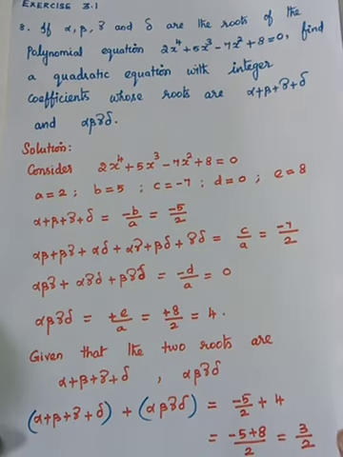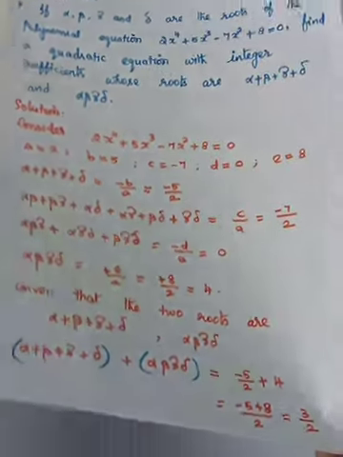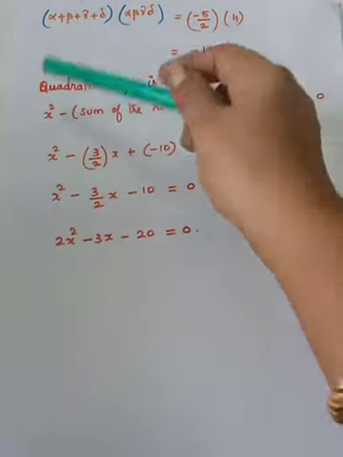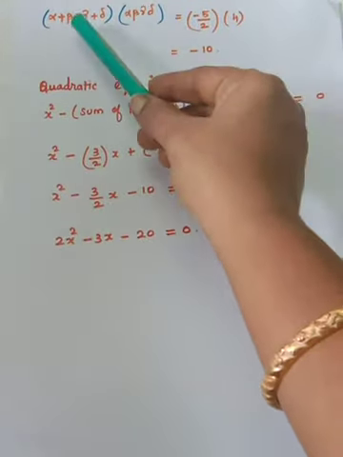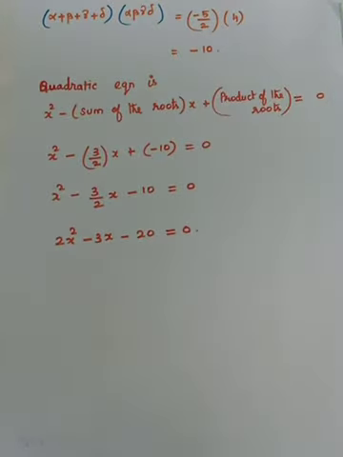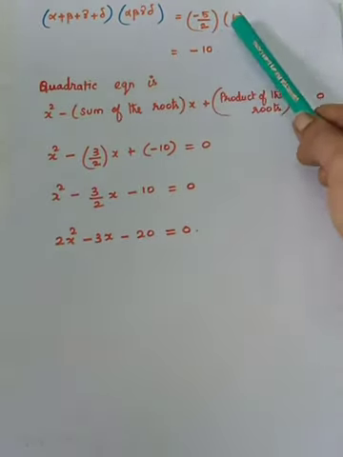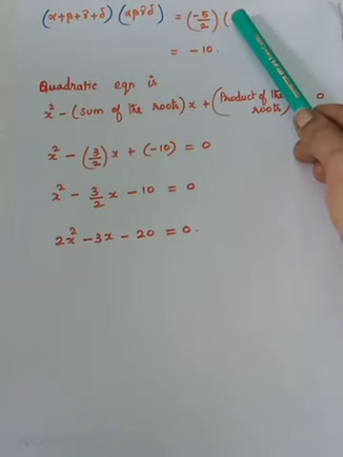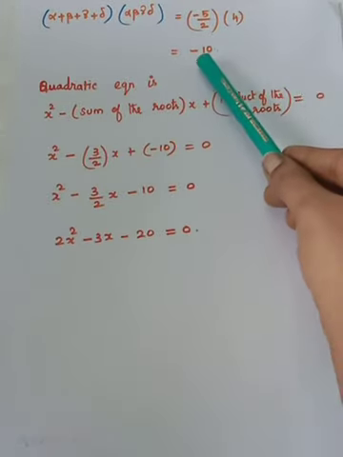So to write the quadratic equation, you have to find the product of the roots. So you have to take the product. So this answer is minus 5 by 2. For this it is 4. So 2 and 4 get cancelled. So here you will have 2. Minus 5 into 2 is minus 10.